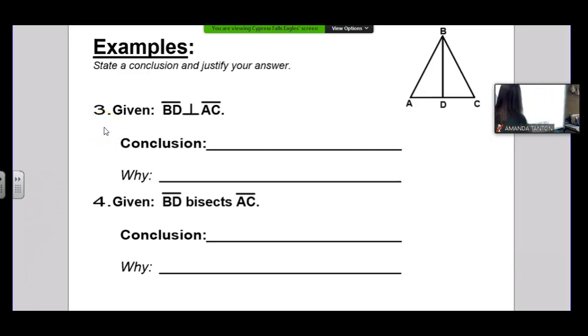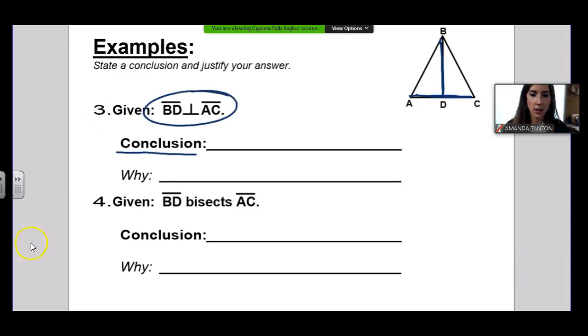Okay, given... A lot of my students got this wrong first period, so I want you to private chat me what you think the conclusion is. Private chat, go. Okay, I'm very passionate about this one. It's important in geometry to not skip steps. You can't assume extra things and you cannot skip steps.